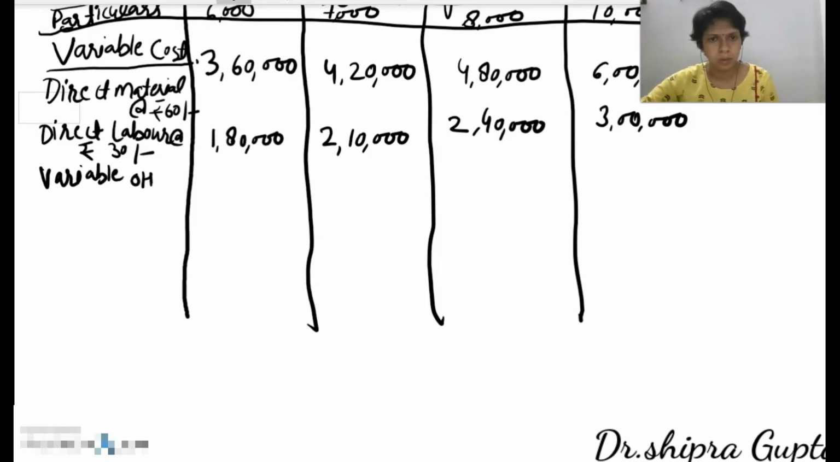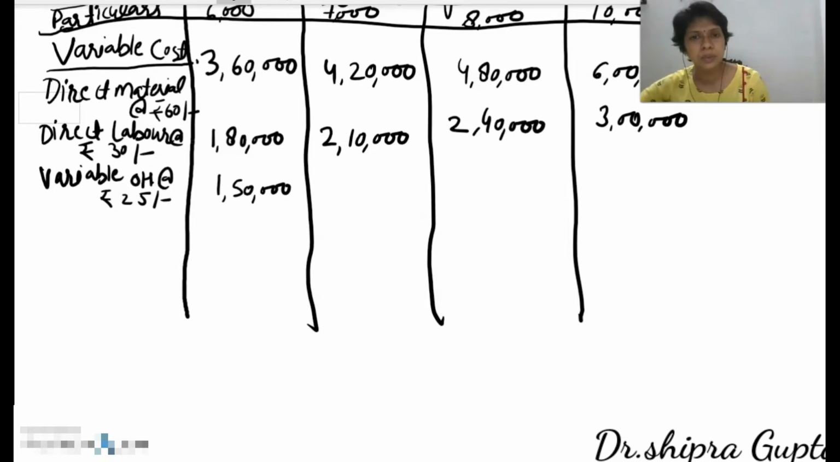Variable overhead at the rate of rupees 25 each. So we will multiply 25 into 6,000, 25 into 7,000, 25 into 8,000 and 25 into 10,000. So 25 into 6,000, then we will get the value rupees 1,50,000. 25 into 7,000, then we will get the value of rupees 1,75,000. Then 25 into 8,000, then we will get rupees 2 lakh.